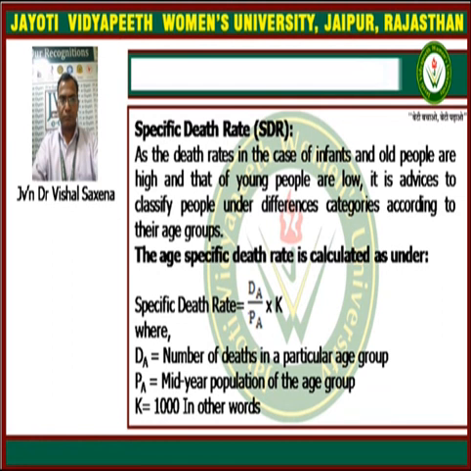As the death rates in the case of infants and old people are high and that of young people are low, it is advised to classify people under different categories according to their age groups. The age specific death rate is calculated as under: specific death rate is equal to dA upon PA into K, where dA is equal to number of deaths in a particular age group and PA is equal to mid-year population of the age group. K is equal to 1000.